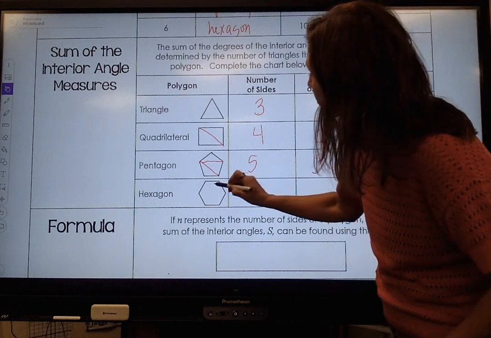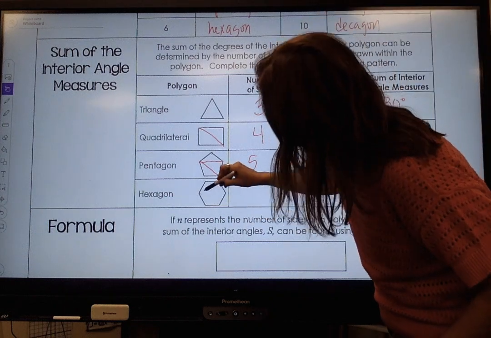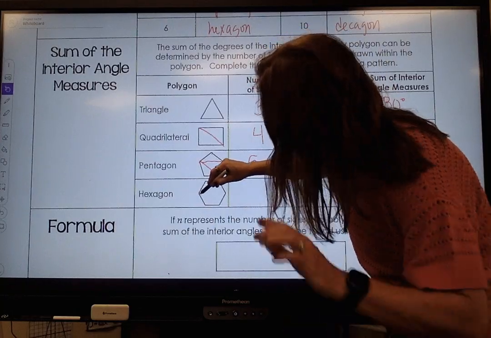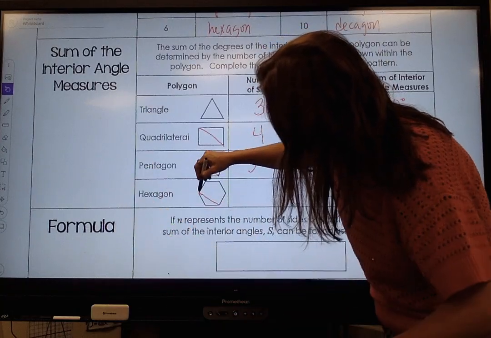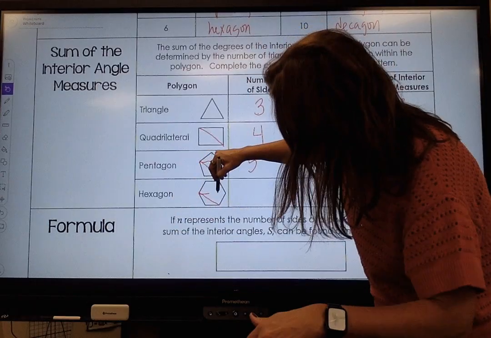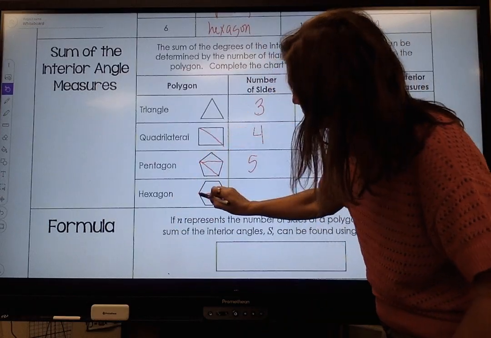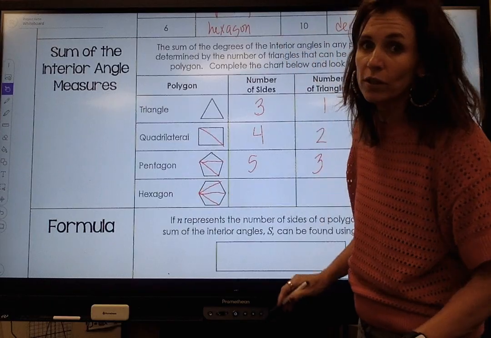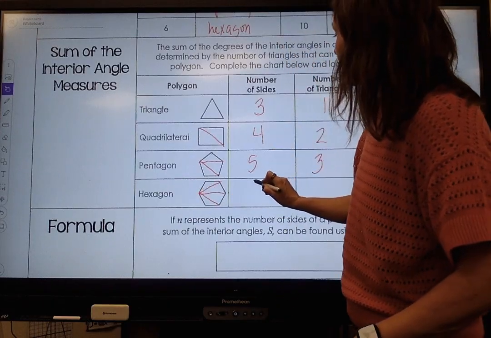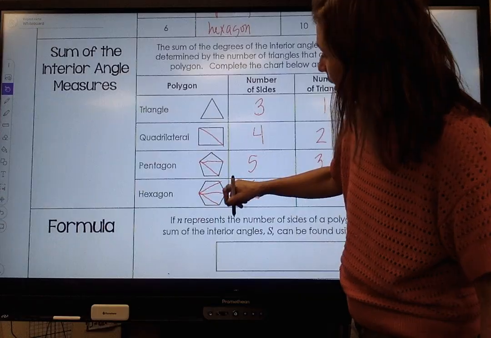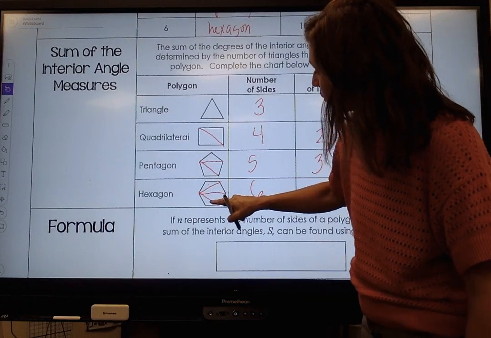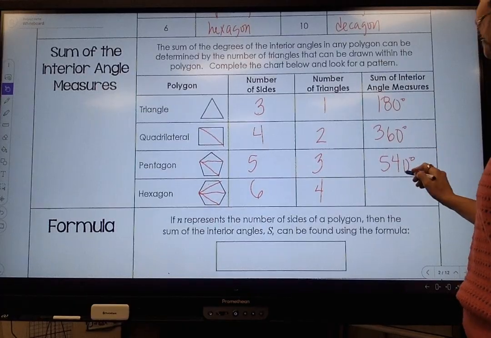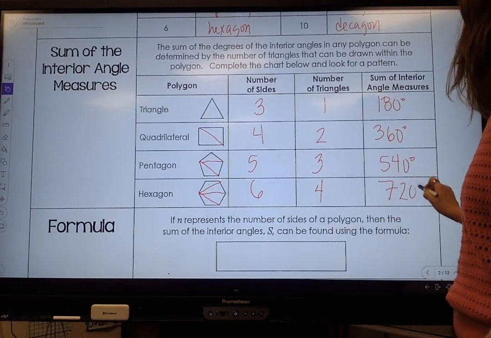So watch how I'm going to do a hexagon, a 6-sided figure. I'm going to go from the diagonal. I'm not going to include it here. I'm going to go to the diagonal. I'm taking the same angle, and I'm going to the opposite angle again. And of course, I'm not going to do it here because that's already included in my sides. So I have a 6-sided figure, and how many triangles? I have 1, 2, 3, 4. And so 4 times 180 gives me 720 degrees.